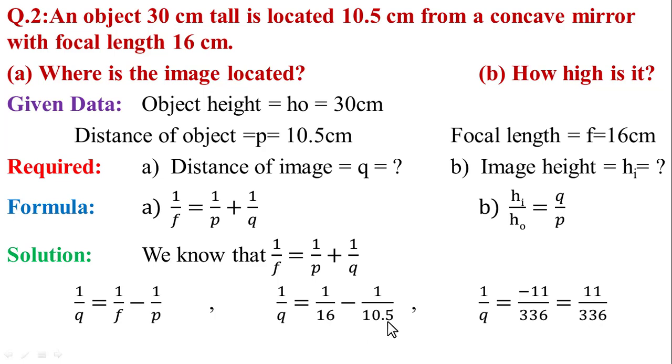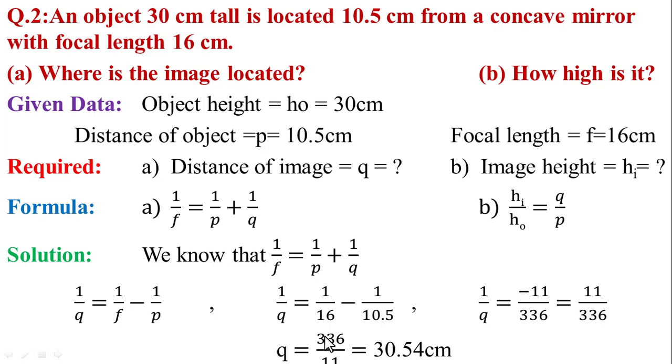Taking the LCM and solving by calculator, we have the value 1 over q is equal to minus 11 upon 336. The image is formed by a concave mirror, so this is positive. So 1 over q is equal to 11 over 336. Now taking the reciprocal on both sides, q is equal to 336 divided by 11.